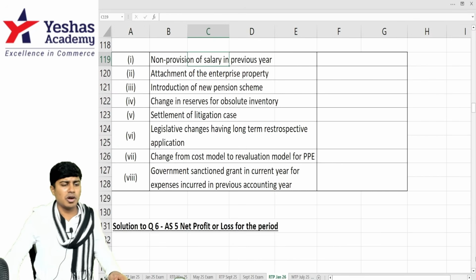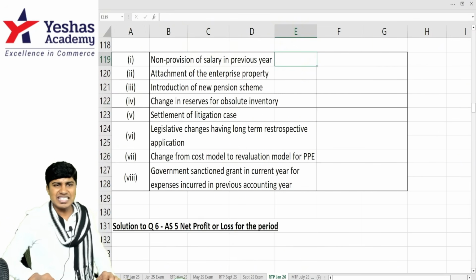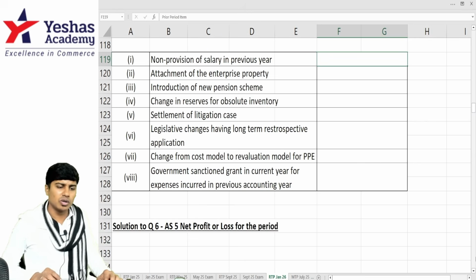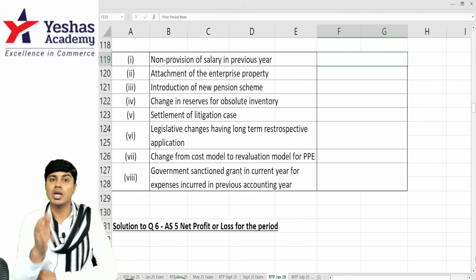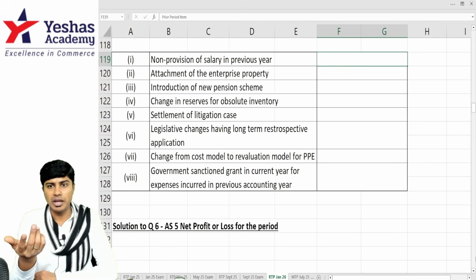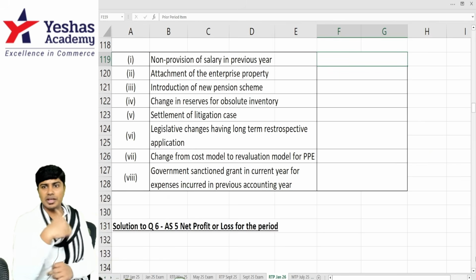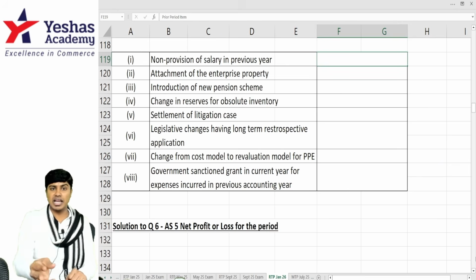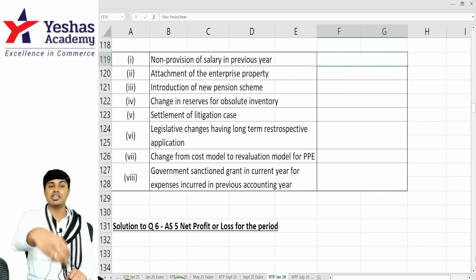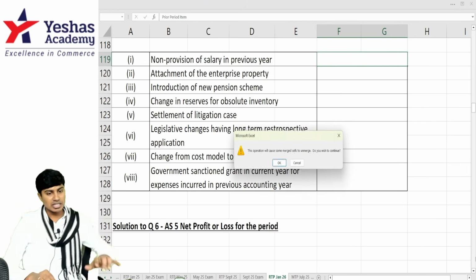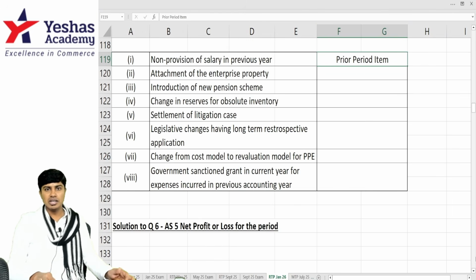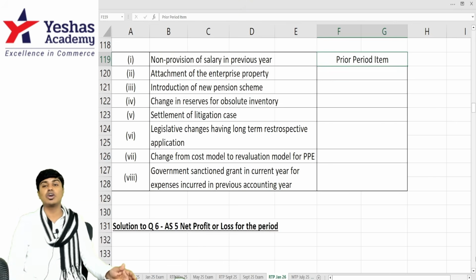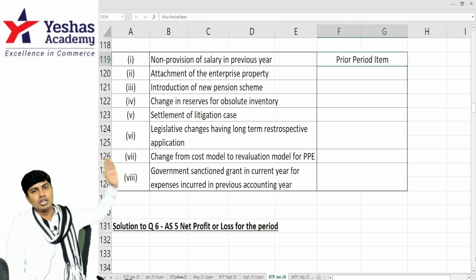The first one, non-provision of salary in the previous year. Salary is an expense. Expense has to be accounted on an accrual basis. That year's salary will be recorded in that year as expense, whether you pay or you don't pay. They have taken services from the employee in the previous year. They have not given him salary. They have not recorded salary expense. They have not recorded outstanding salary also. This is a prior period item. Why? They were supposed to record the salary expense. If they don't record, they're breaching the accrual concept. They're breaching the matching concept. So it will appear in the current year and we will pay in the current year.